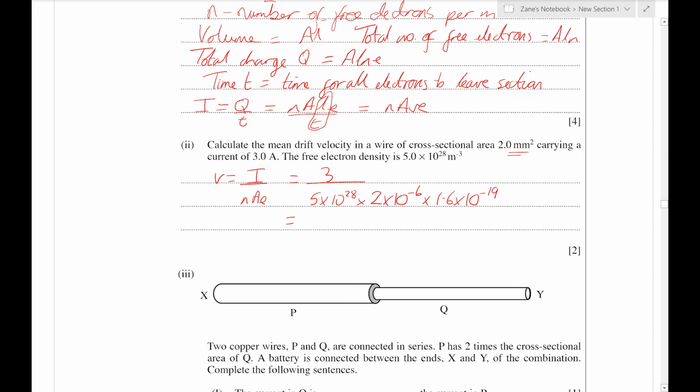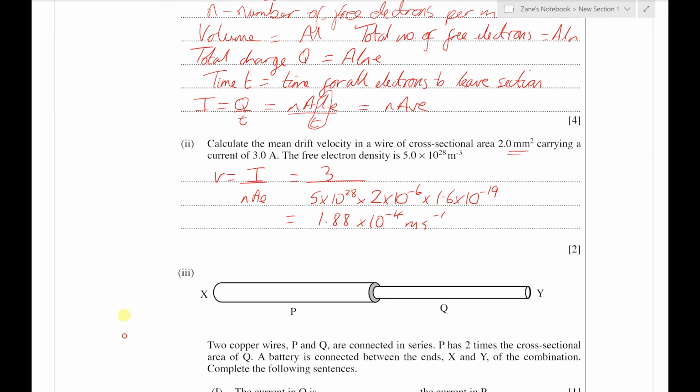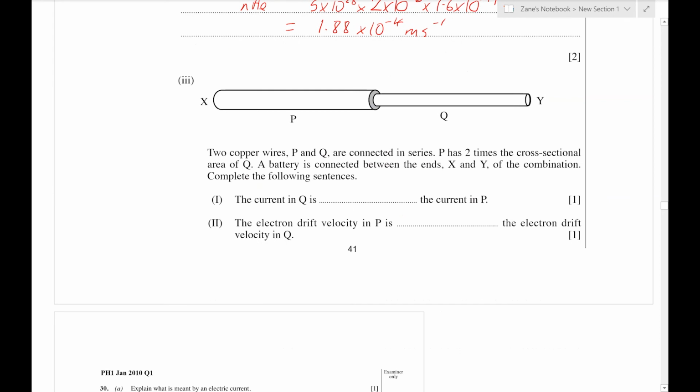So substituting those numbers into the calculator, let's see what we get. And we end up with 1.88 times 10 to the minus 4 meters per second, which is a reasonable answer. Typically when we're calculating drift velocities, we're expecting answers of a millimetre per second or slower, and this is basically 0.188 millimetres per second.